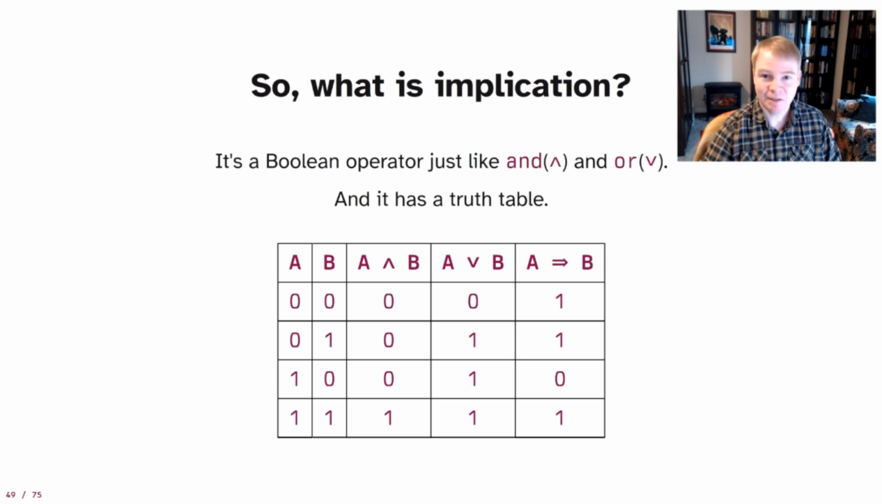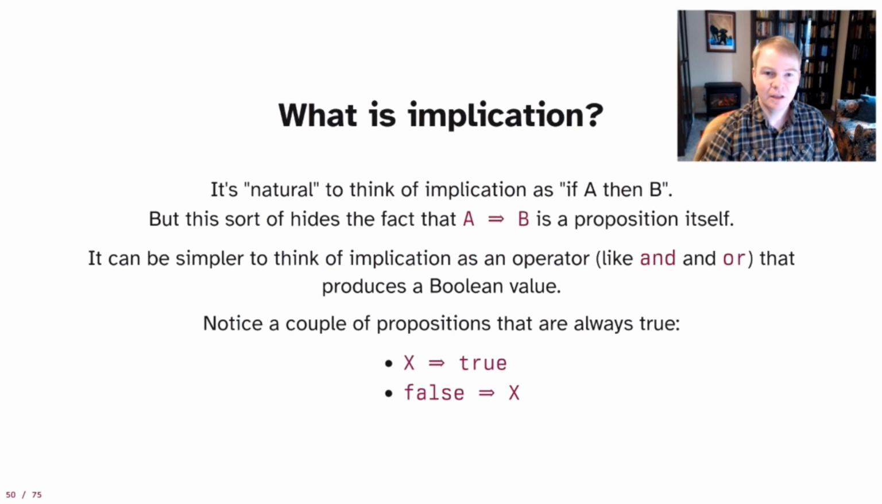The third column is A and B, the fourth column is A or B, and the last column is A implies B. Now, thinking about implication can be confusing for some reason. I think because we tend to say things like, if A then B, which obscures the idea that A implies B is a proposition. It might be true or false.